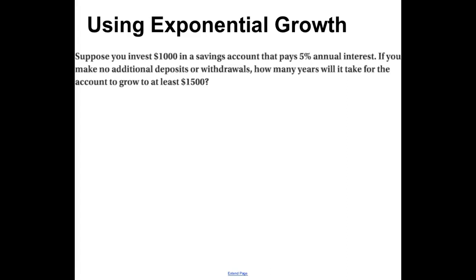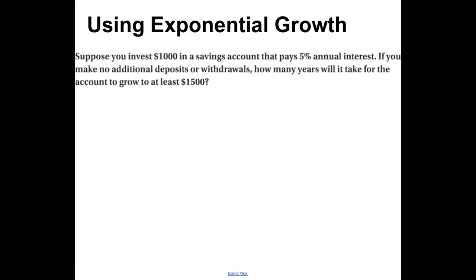This time it says we're starting with $1,000. We're going to get 5% annual interest if we make no additional deposits or withdrawals. And I stated that because if you take money out or add extra money in, it's a different formula. Okay? For how many years will it take the account to grow to at least $1,500? How is this different? We know what we want to get to. We want $1,500. We just don't know how long it's going to take us.